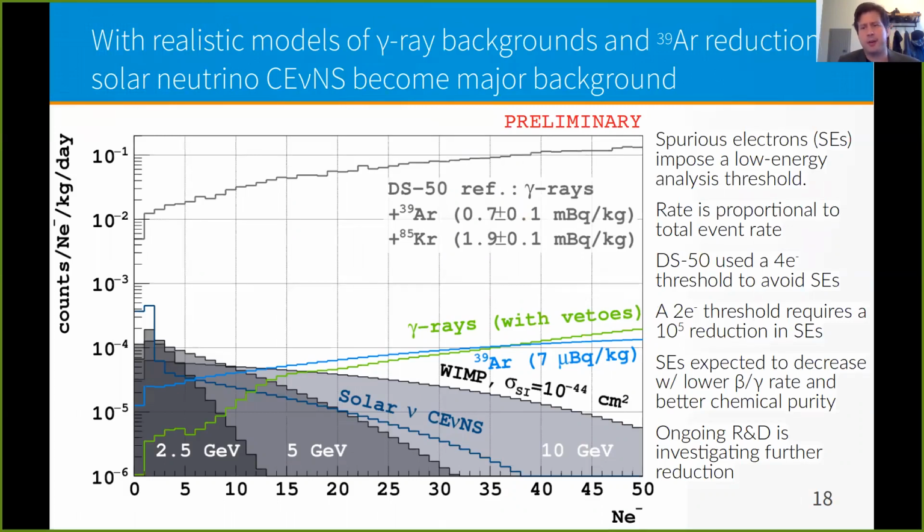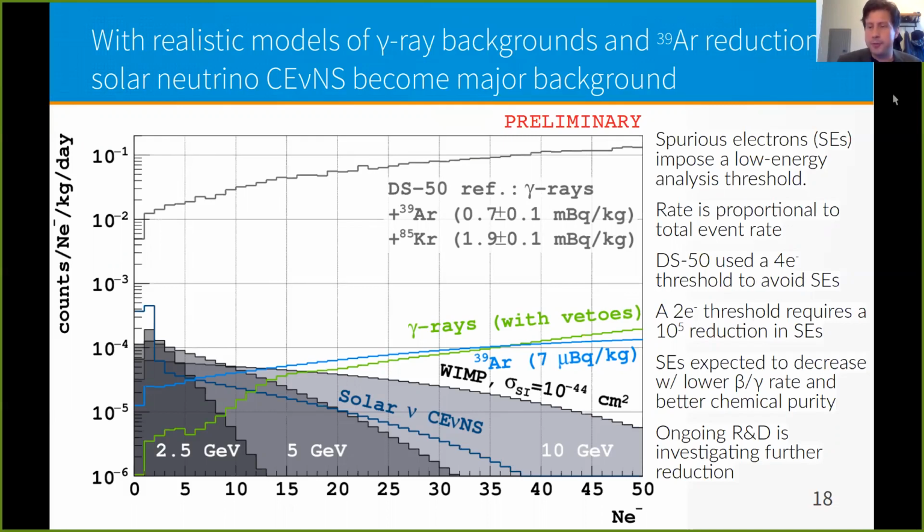What's not shown in this plot are the spurious electron backgrounds that I mentioned. And so these are expected to impose a low energy threshold on our analysis, and they're difficult to predict what they'll be ex situ. Though based on our current understanding, they appear to be proportional to the total event rate. And so we expect to get a significant reduction by having a lower event rate in our detector overall.